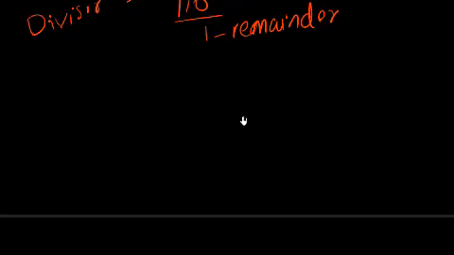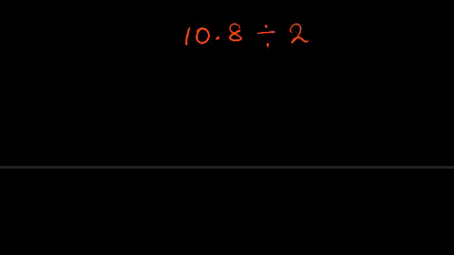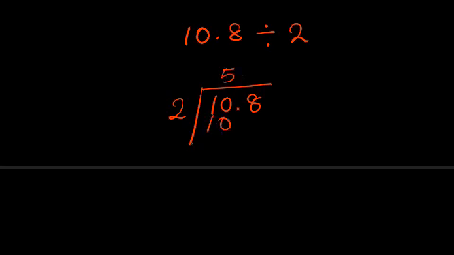For example, 10.8 divided by 2. Here we can see that the dividend is a decimal and the divisor is a whole number, that is 2. Let's see how we can do this. First set up the problem like this: 10.8 divided by 2. How many 2's are in 1? No. How many 2's are in 10? 5. So 5 times 2 is 10.